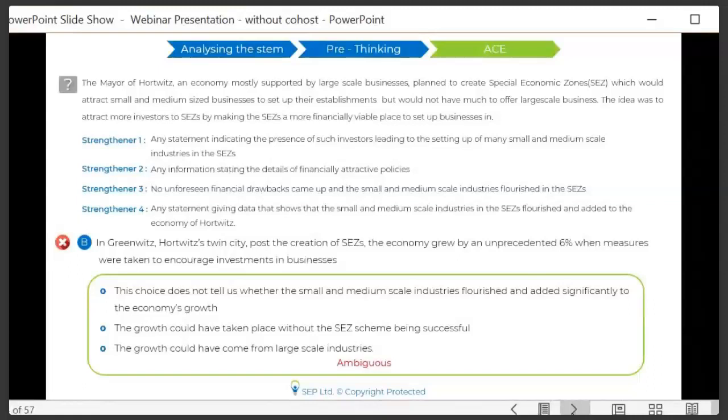Okay. So let me again ask you, those of you who chose choice B as the correct answer, are you clear why this choice is not correct? Are you clear why choice B is incorrect? Great. Let's move to the next answer choice. Okay, choice C.